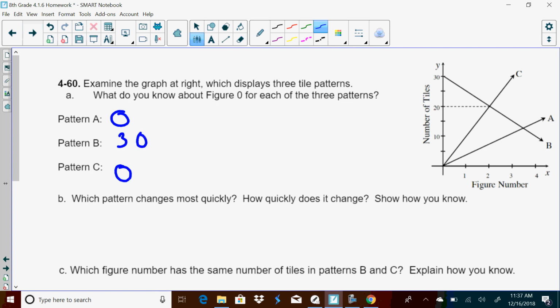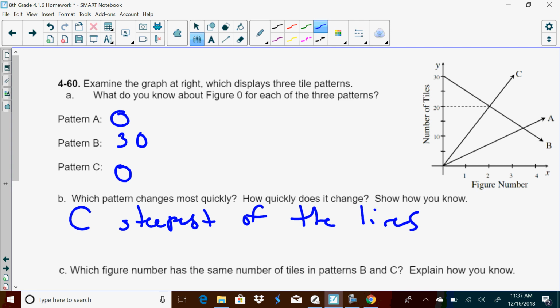So which pattern changes the quickest? The answer is C. How quickly does it change? Show how you know. So C is the steepest of the lines. And it changes at 10, has a growth of 10, because 2 was at 20, so 1 was at 10.